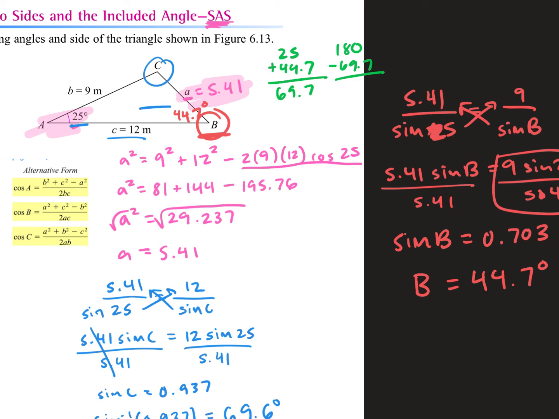So angle C is 110.3. So I found angle C, angle B, and side A. So those are my three answers here. On WebAssign, it asks you to put in 2 decimal places. It'll mark it wrong if you only put 1, so just make sure you put in 2. For here, it doesn't specify, so I just left it as 1 decimal place, but be careful with that on WebAssign.